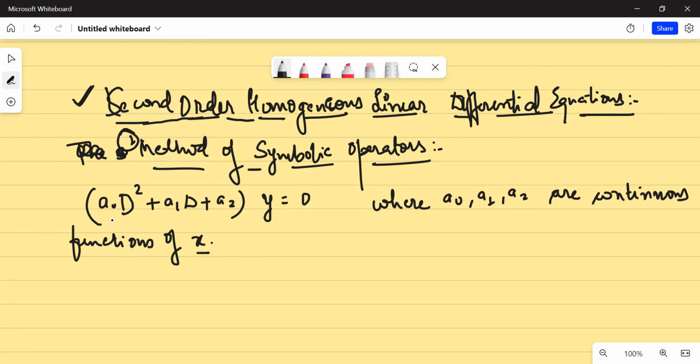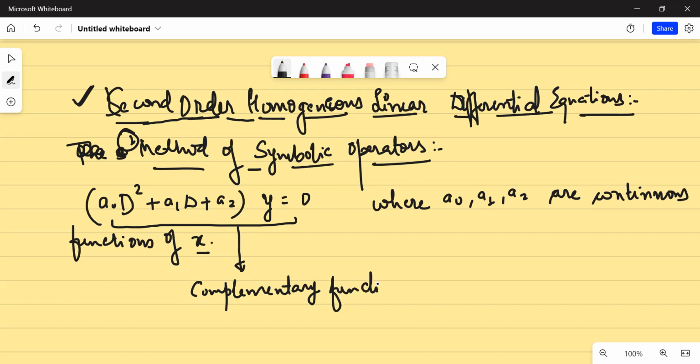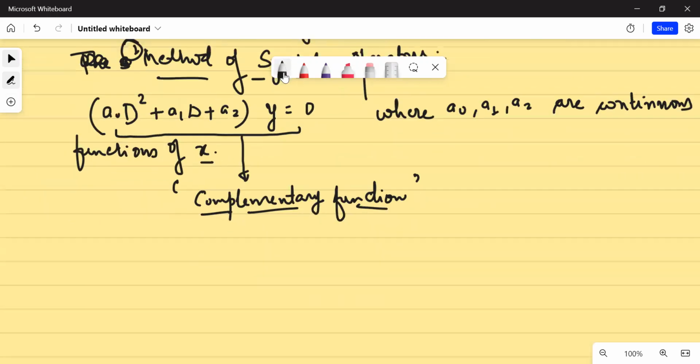The solutions for the differential equations of this type are known as your complementary functions. I'm not going to derive them, but we're going to see how to write solutions for different cases. The solution for the second order, or in general nth order, homogeneous linear differential equations are called complementary functions. Is that clear?